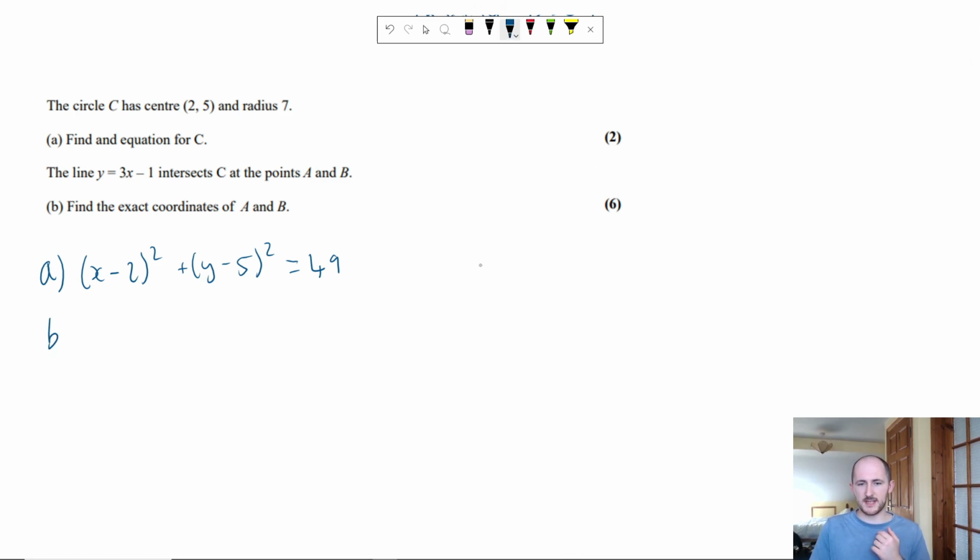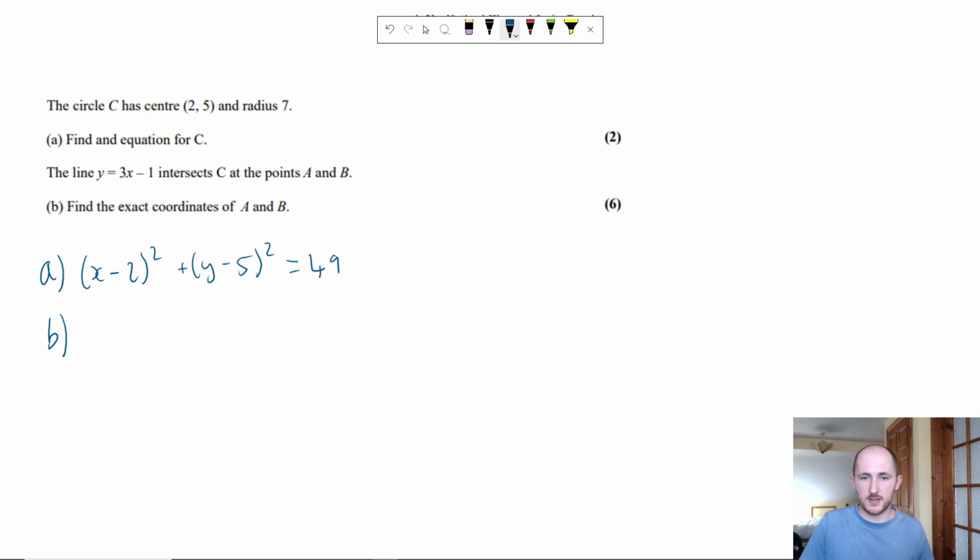Part B, you might notice this is 6 marks and you might be thinking, Jesus Christ. But if you have a look at what the question states, it says the line y equals 3x minus 1 intersects C at 2 separate points. Find the exact coordinates. If you remember the discriminant video we did before, that means it's going to have 2 solutions. So what this effectively means is when a line intersects with another curve or a circle in this case, then the x and y values are the exact same. So what we can do is use simultaneous equations to work this out.